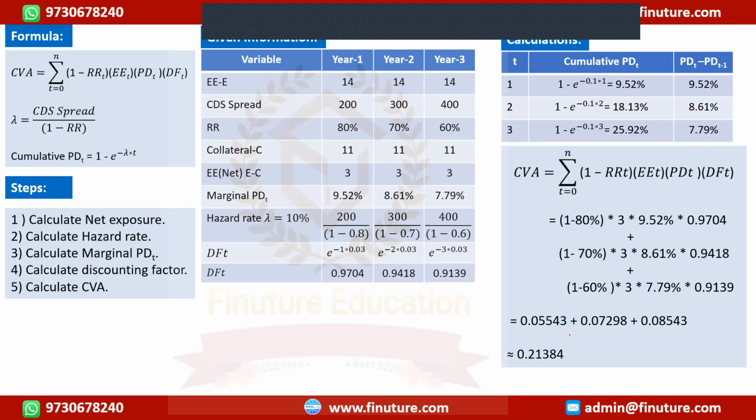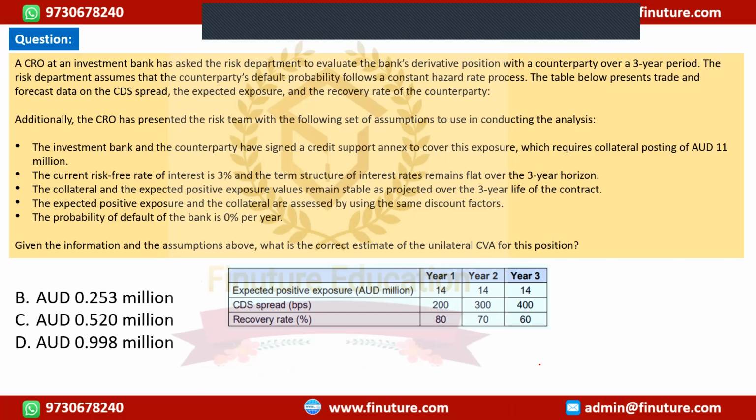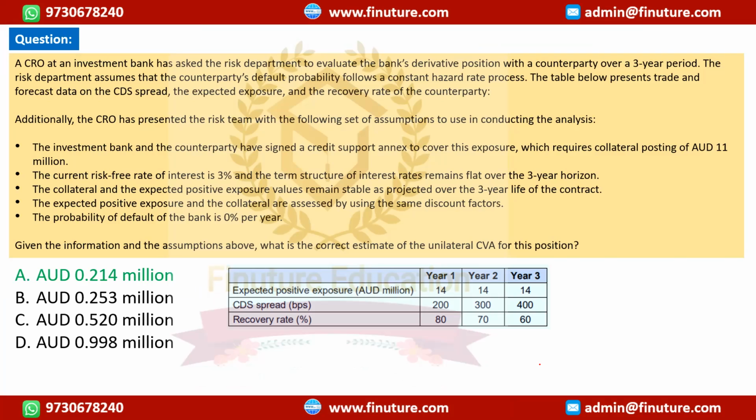So if I just calculate and sum these up, it's approximately 0.21384 million Australian dollars. So this is your credit value adjustment. If we look at the options, it was option A, Australian dollar 0.214, so it's rounded off to the third decimal place.